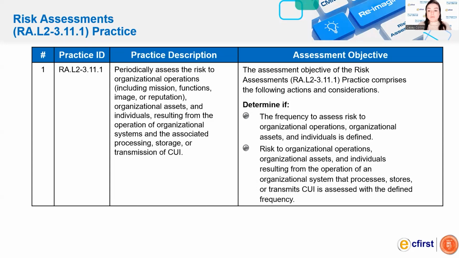So as an assessor, you would determine if the frequency to assess risk to organizational operations, organizational assets, and individuals is defined. You'd most likely be doing it on a periodic basis, like annually. Risk to organizational operations, organizational assets, and individuals resulting from the operation of an organizational system that processes, stores, or transmits CUI is assessed with the defined frequency. So you've defined what frequency you're going to do risk assessments at, and the organization is actually following that schedule.